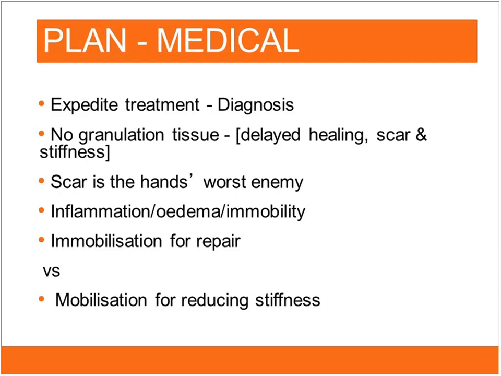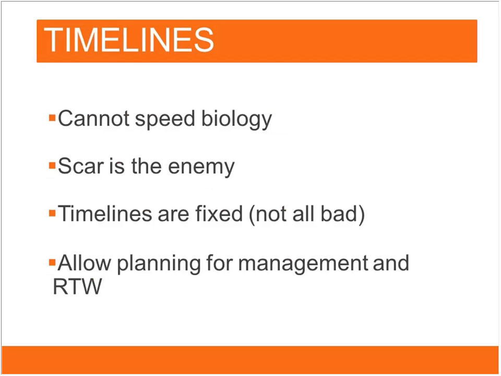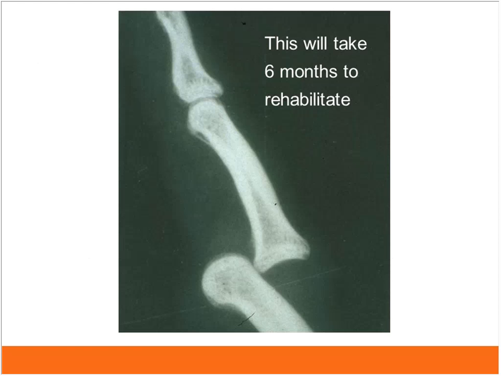The medical plan, once we got the diagnosis, is to speed up treatment, reduce stiffness, reduce swelling, and get the worker prepared for mobility and strengthening and back to work. But we can't speed biology, so certain injuries take a particular time to heal. These timelines are fixed, but it's not all bad when we're planning a recovery. These timelines allow us to set down some goals, management plans, and return to work strategies.